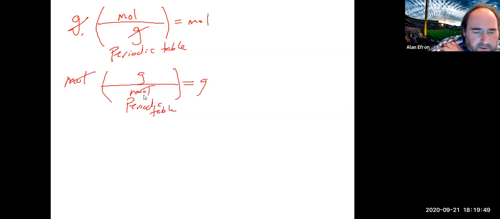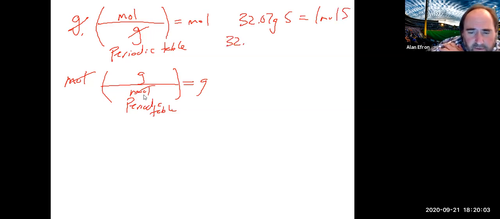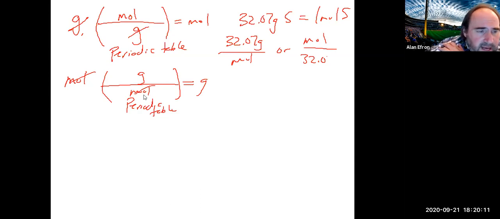You could do the molar mass for any element individually on the periodic table. So if you look at sulfur, 32.07 grams of sulfur gives you 1 mole of sulfur. And again, you could write 32.07 grams per mole, which would be the molar mass. Or if you need the mole on top, you could do the 32.07 grams on the bottom as a conversion factor.